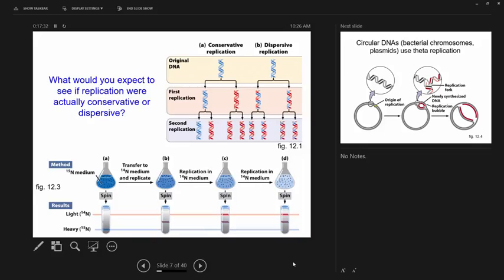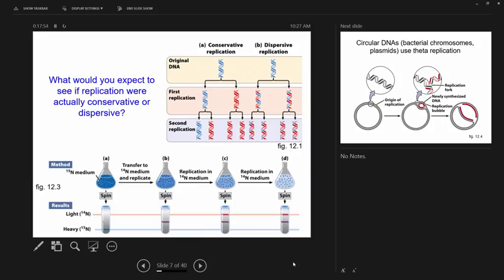I'm always amazed when I talk about this experiment that you can centrifuge through a density gradient and tell whether this DNA has one extra neutron or not. It's not even a charged molecule.